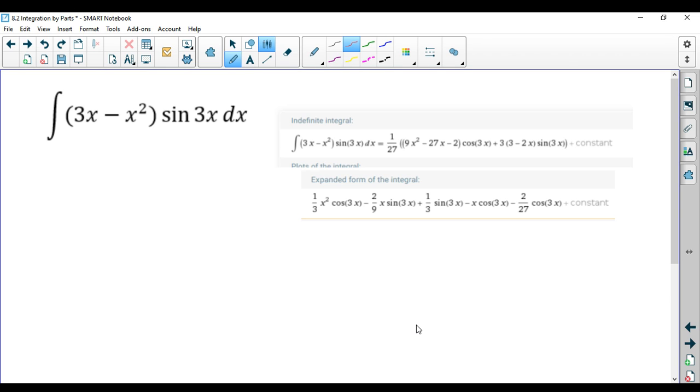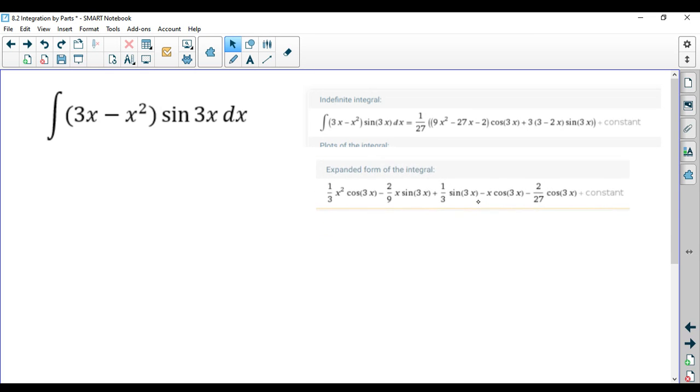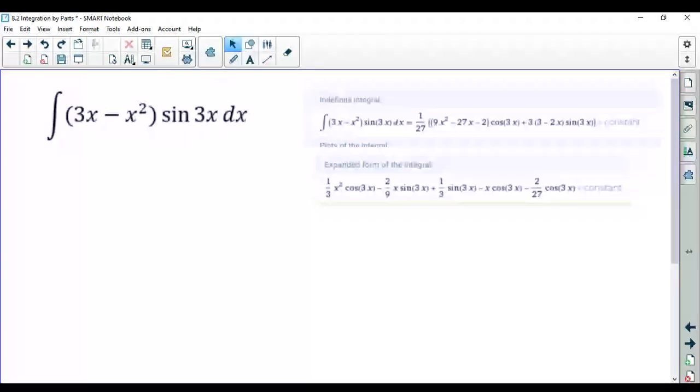One last tabular method example is this. You can see I typed it onto Wolfram Alpha. I wanted to show you that. It gave you a nice simplified version. When you use the tabular method, it's not going to be simplified, obviously. So I scrolled all the way down. I got an expanded form of the integral. That's probably what we're going to get.